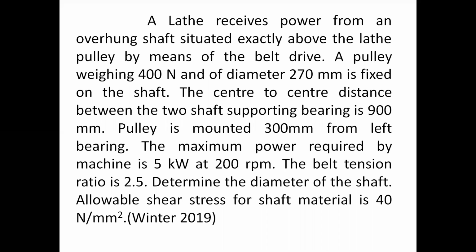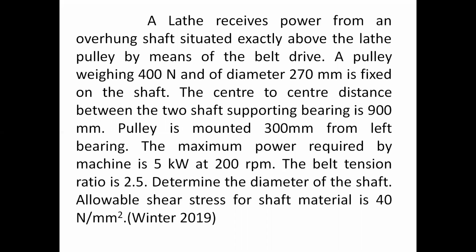A pulley weighing 400 Newton, of diameter 270 mm, is fixed on the shaft. The center to center distance between the two shaft supporting bearings is 900 mm. The pulley is mounted 300 mm from the left bearing. The maximum power required by the machine is 500 kW at 200 rpm.